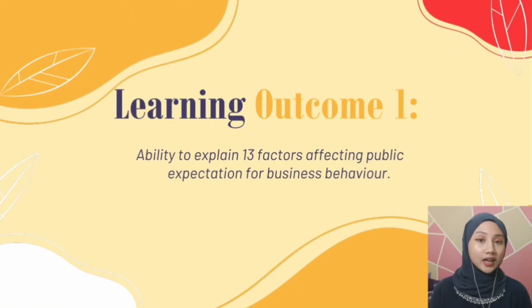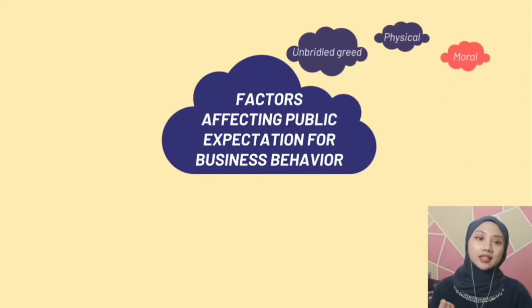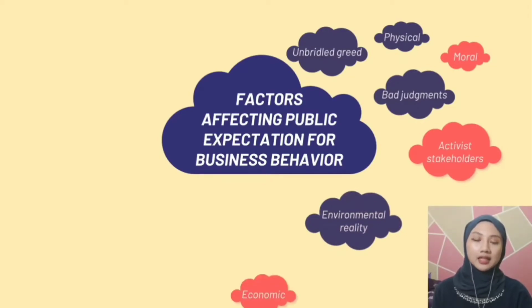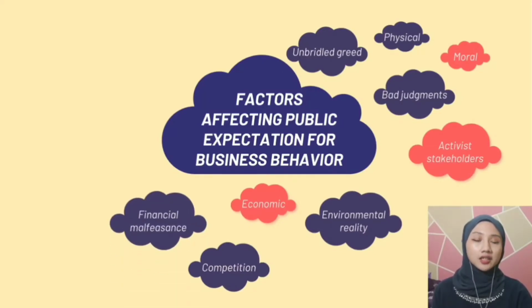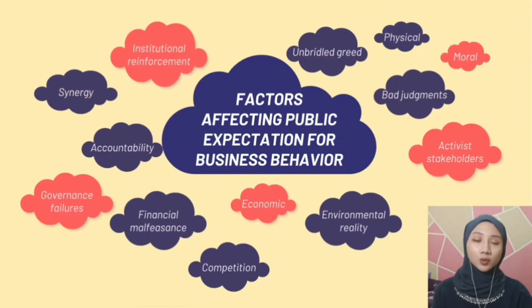So the first learning outcome is the ability to explain 13 factors affecting public expectation of business behavior. What are the 13 factors? The first one is unbridled greed. Second, physical. Third, moral. Fourth, bad judgment. Fifth, activist stakeholder. Sixth, environmental reality. Seventh, economic. Eighth, competition. Ninth, financial malfeasance. Tenth, governance failure. Eleventh, accountability. Twelfth, synergy. And lastly is institutional reinforcement.